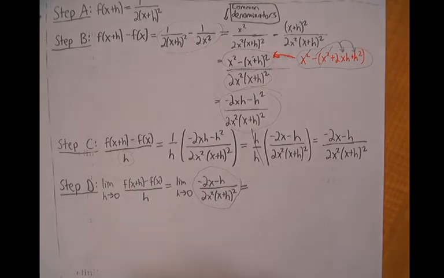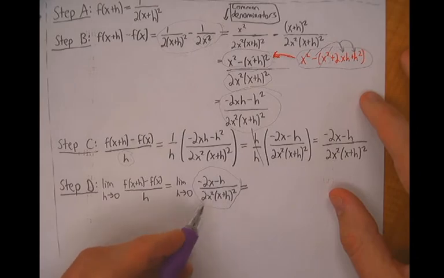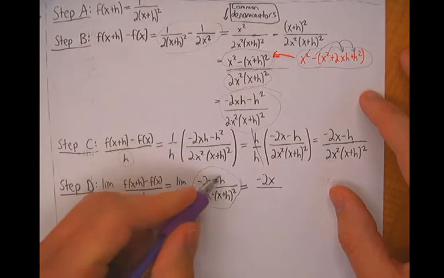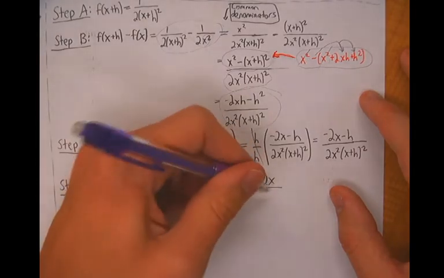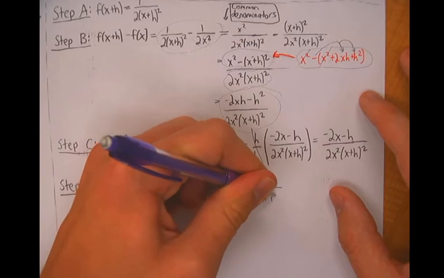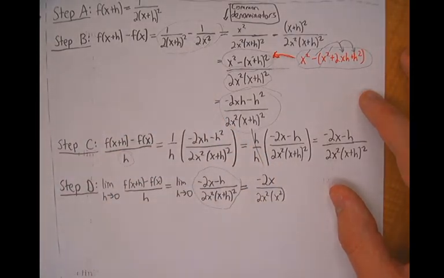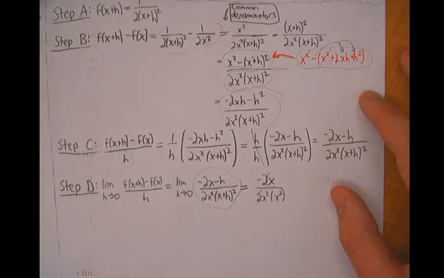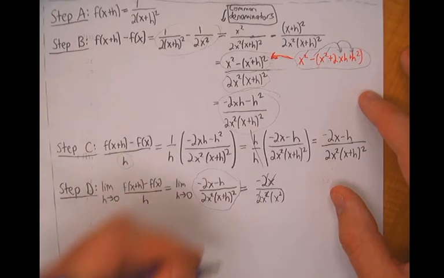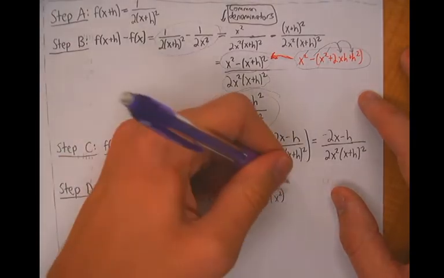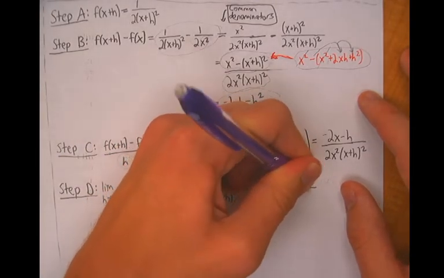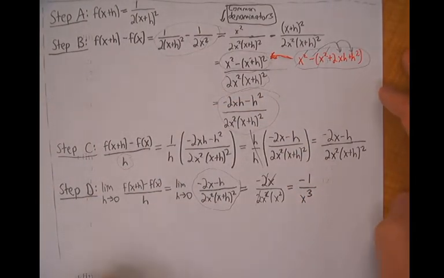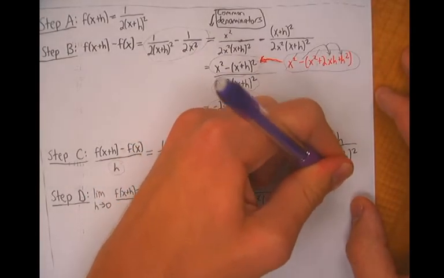Negative 1 over 2x cubed. Almost. So if we let h approach 0 here, right, we have negative 2x divided by, because this h goes away, 2x squared times x squared. So then you notice that, okay, well, the 2's cancel each other out. One of the x's cancels out on top and bottom. So ultimately, you end up with negative 1 over x cubed as your derivative. So this would be f prime of x. Okay?